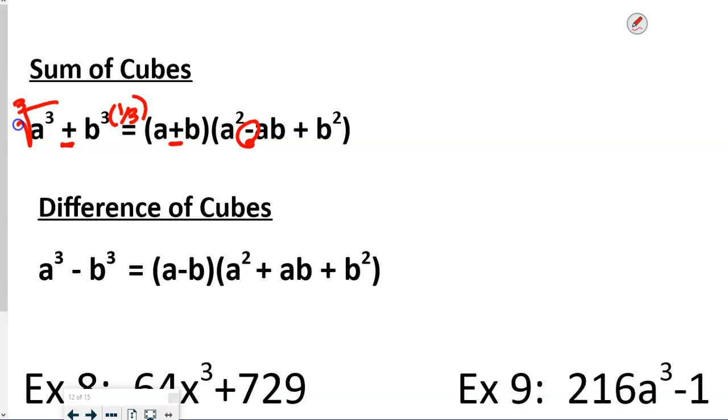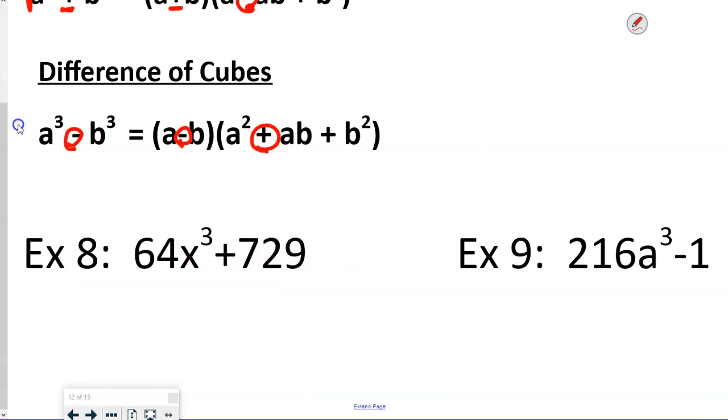Okay, down here for the difference of cubes, if we have a minus sign here, we're going to end up with a minus sign in the first set of parentheses and a plus sign in the second set of parentheses, okay? The pattern's the same. We're going to take the cube root of whatever that number is, and then those are the numbers that we're going to put in the first set of parentheses. Then we're going to use those to work the rest of the problem, okay? So what I want you guys to notice when we work this problem is how we do it, okay?